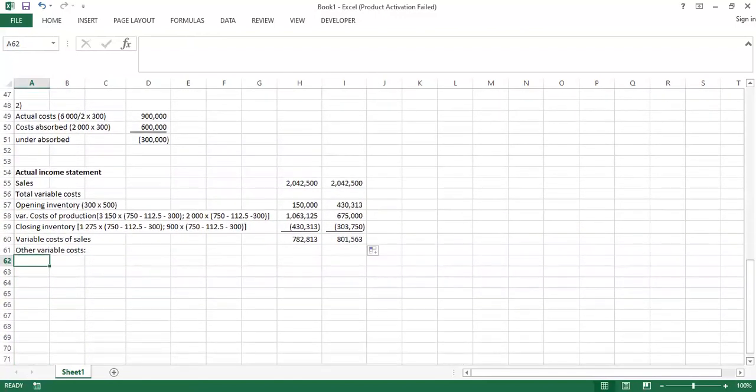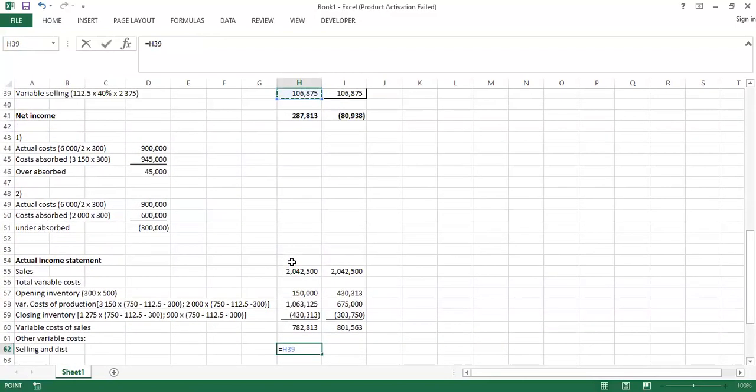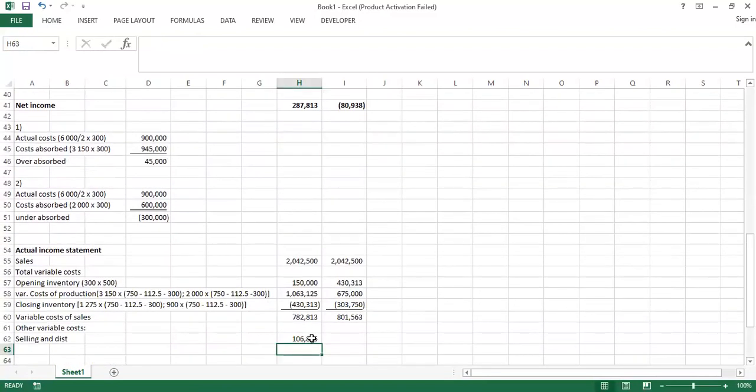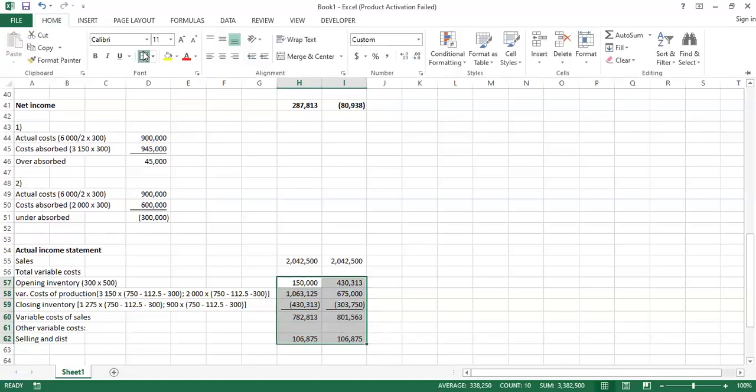Now we want to see if we have other variable costs, of which we already know that we have the selling and distribution costs. So let's say selling and distribution. These ones we already calculated previously. It's the same calculation because they are based on the sales, right? So we're going to have that there, and then we pull these. Let's put this in a big box. Right. So I believe we don't have any other variable costs.